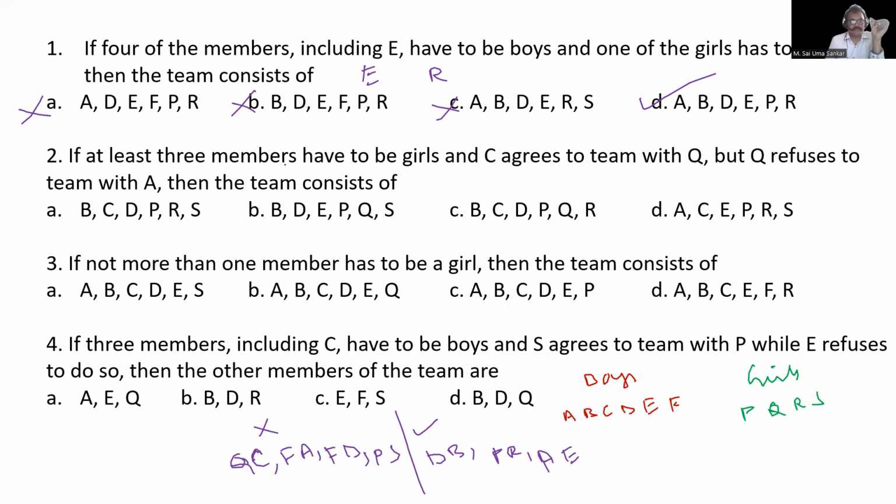If at least 3 members have to be girls and C agrees to team with Q, but Q refuses to team with A. Here we need 3 girls and 3 boys among the 6 members. Conditionally, C and Q valid, Q and A not valid. So apart from the remaining conditions, these two conditions are also applicable for this question only.